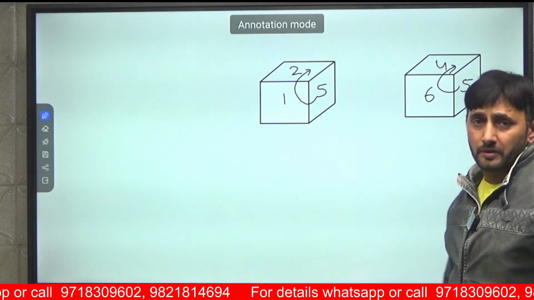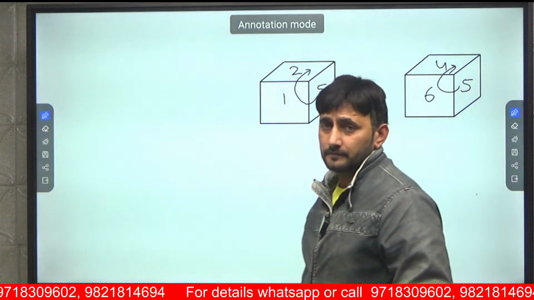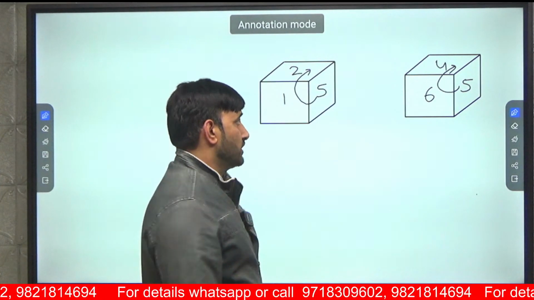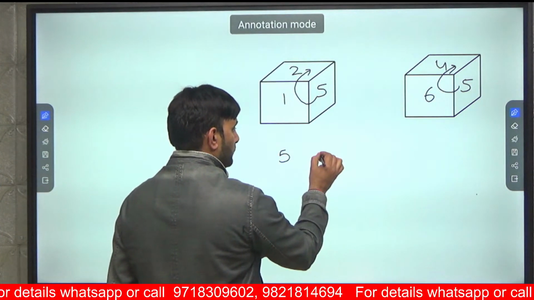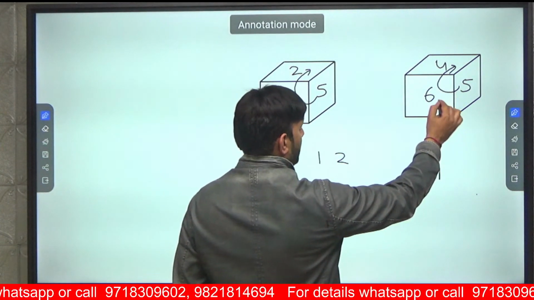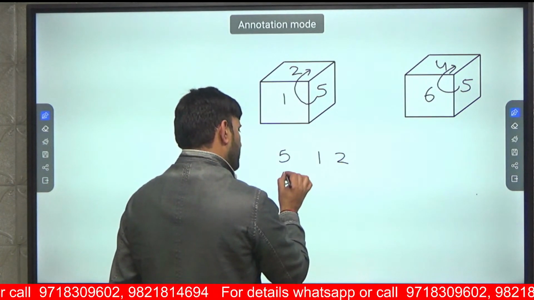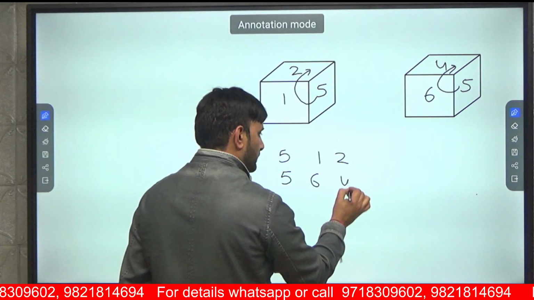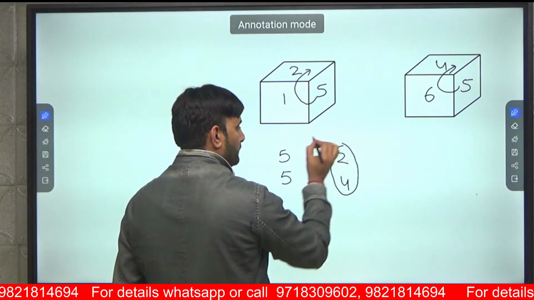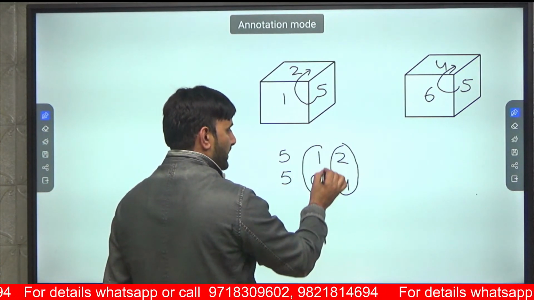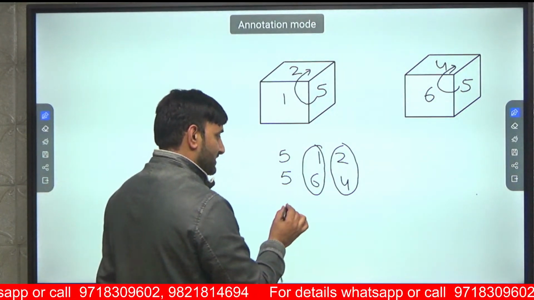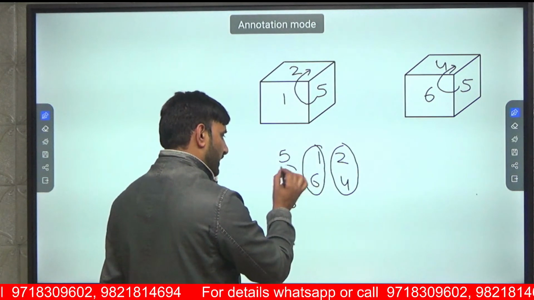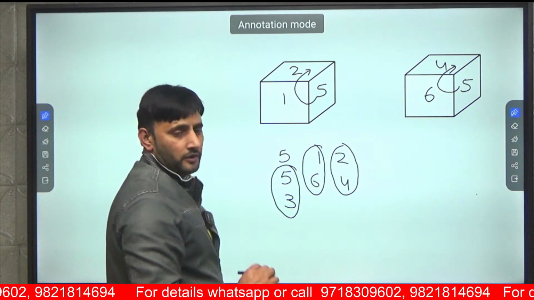Starting from the common number, write the numbers in the clockwise order. So I am writing 5, 1, 2, here 5, 1, 2, and in this case 5, 6, 4. So in this case 2 and 4 will be on the opposite side. 1 and 6 will be on the opposite side. What is the missing number? Missing number is 3. So the remaining pair will be 3 and 5. These will be on the opposite faces.